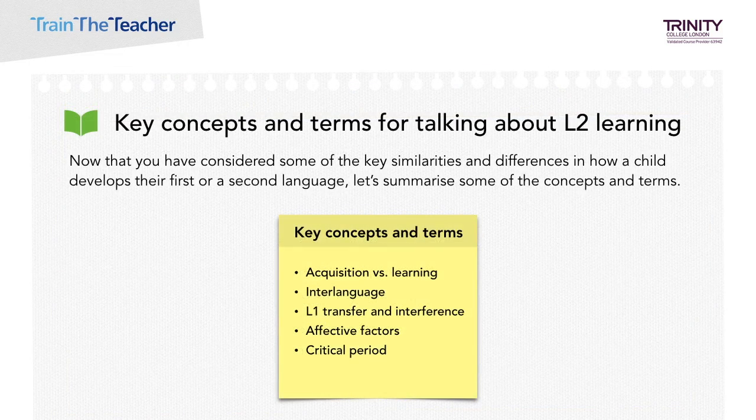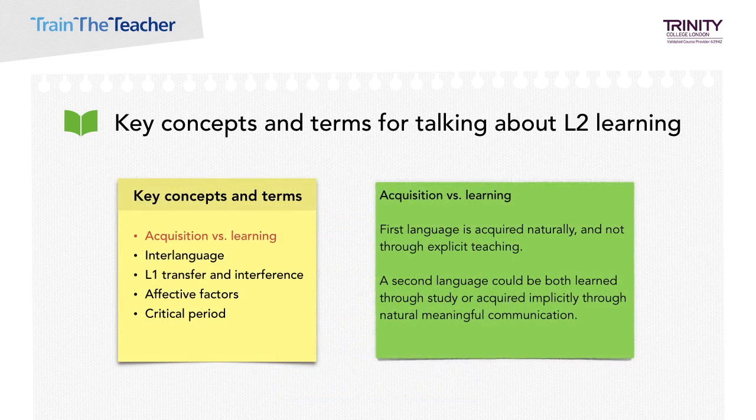Here are some key concepts and terms that we use for talking about second language learning. Acquisition versus learning, interlanguage, L1 transfer and interference, affective factors, critical period. Let's look at these in a little bit more detail now. Acquisition versus learning. First language is acquired naturally and not through explicit teaching. In a way, we can define acquisition as simply picking up a language. A second language could be both learned through study and acquired implicitly through natural, meaningful communication.